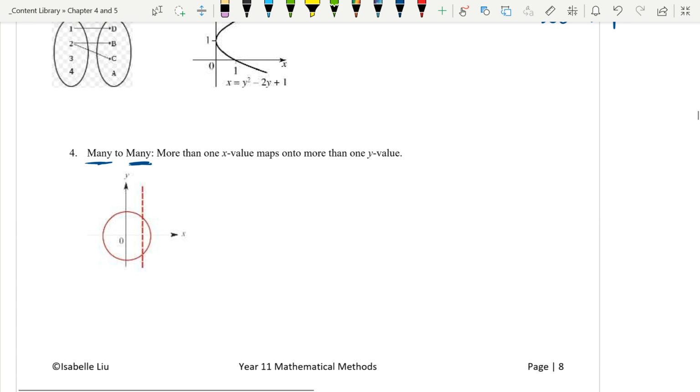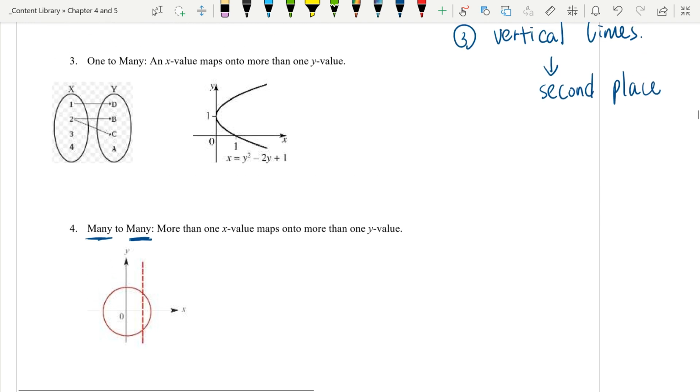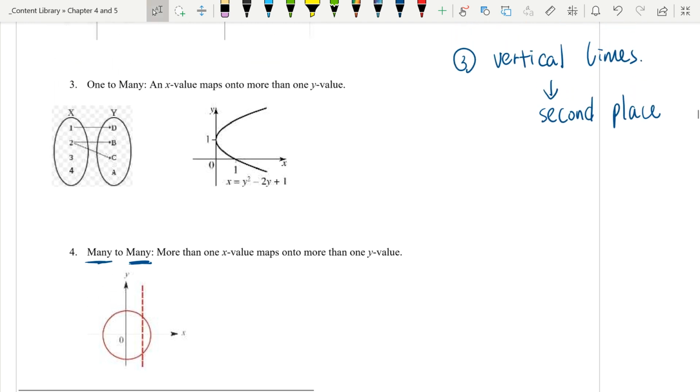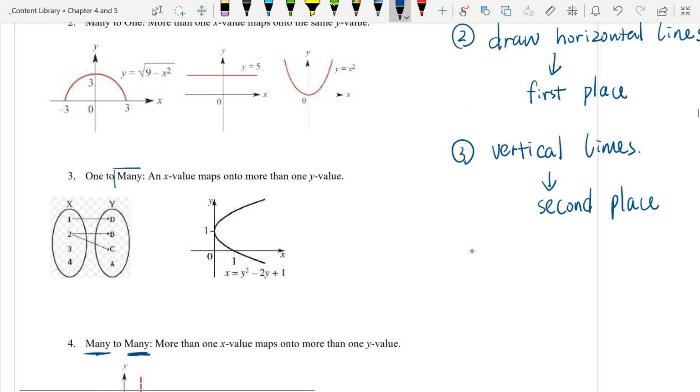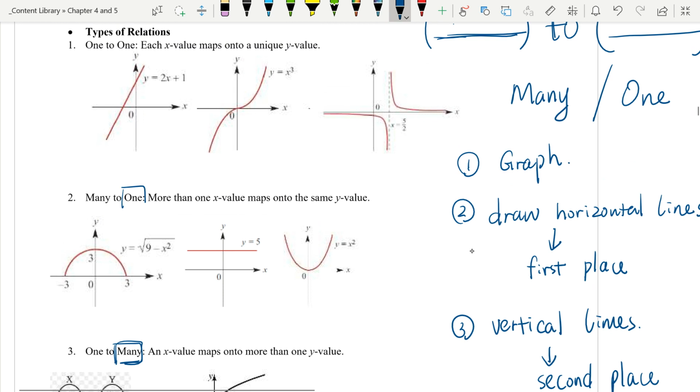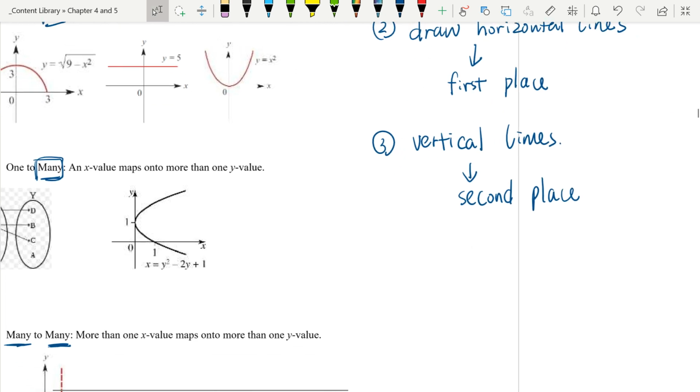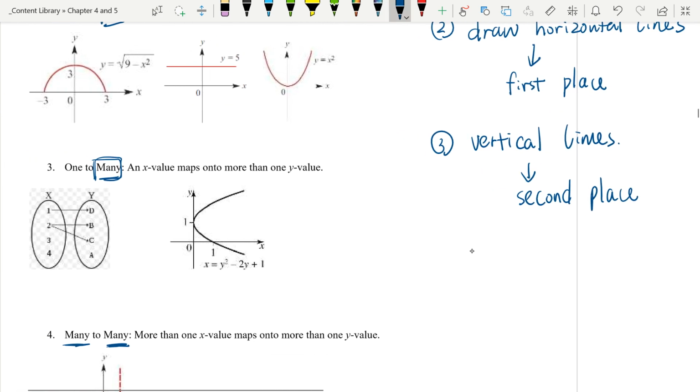I just want to explain a little bit what the first bracket means and what the second bracket means. I'll start from the second. What does this many mean? The second bracket means the second place.